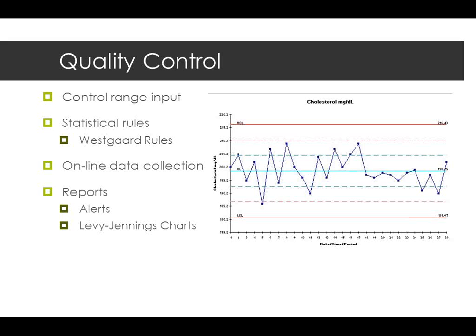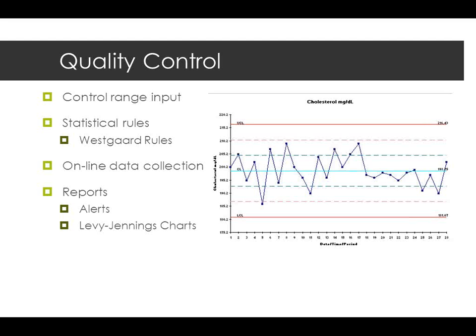Okay, quality control. So typically the LIS can function for this, so we input for all of our instruments, for a lot of our, certainly our interface instruments, the control ranges for our controls. We then use statistical rules, the Westgard rules. We'll talk a little bit more about those. Run the controls, the system collects that data and graphs, and we can produce these charts out, and then it produces alerts when we violate the rules.